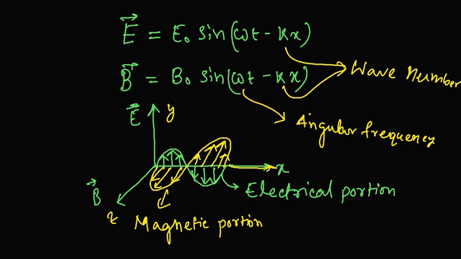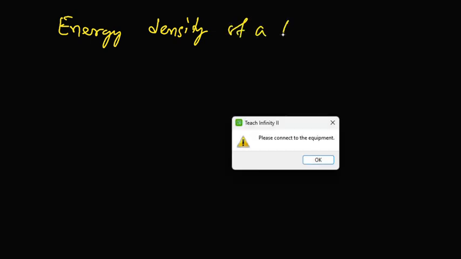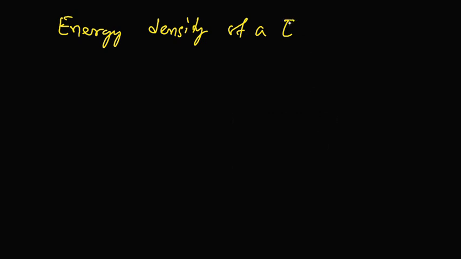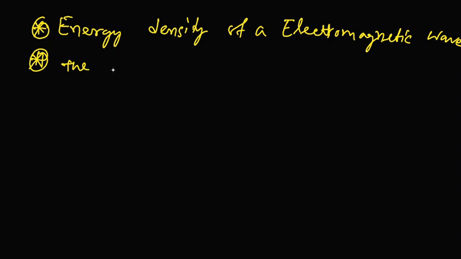Okay, here we will stop the first lecture on electromagnetic waves, and in the next class we are going to start the energy density of an electromagnetic wave, and the Poynting vector concept.